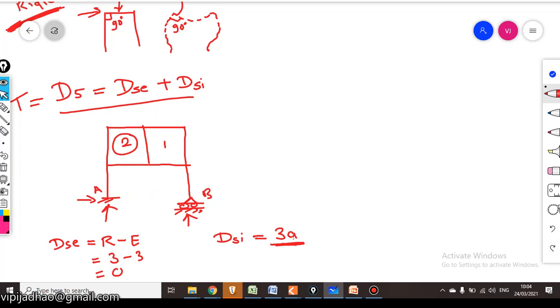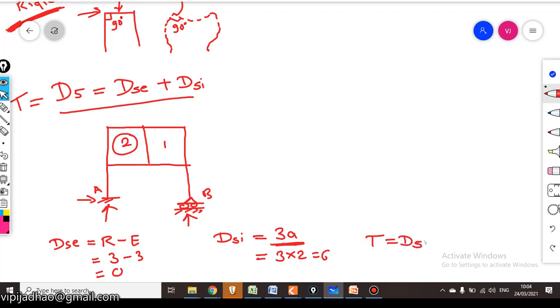So in this particular case, a is equal to 2, therefore DSI, that is degree of static indeterminacy internal, will be equal to 3 into 2, so this is equal to 6. So this is how we calculate the static degree of internal indeterminacy.